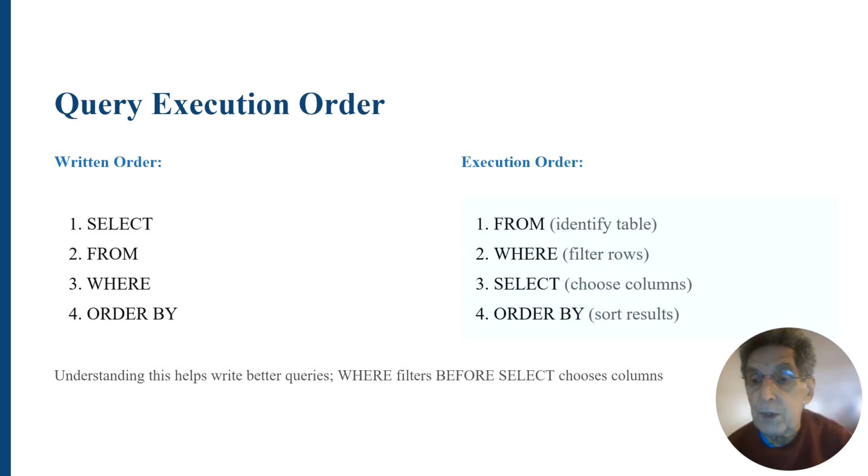Understanding execution order helps you to write better queries and to debug problems. For example, you can't use a column alias from your select clause in your where clause because where is processed before select. I know that sounds very specific and some of you may not understand that, but it'll become clearer as we do some examples.